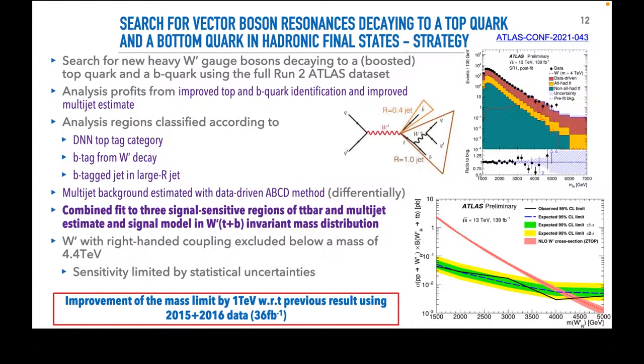They then do a combined fit to the three signal-sensitive regions of the ttbar, multi-jet estimate and the signal model in the W prime invariant mass distribution, and manage to exclude the W prime model up to 4.4 TeV, which is one TeV better than the previous limit.